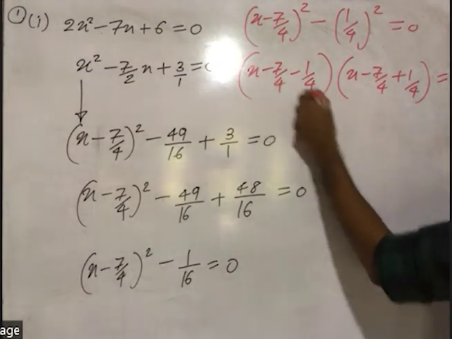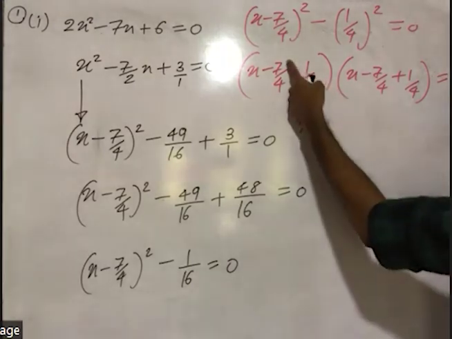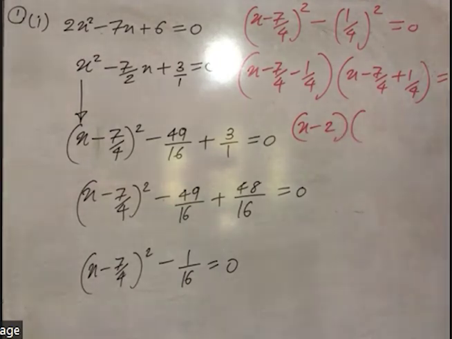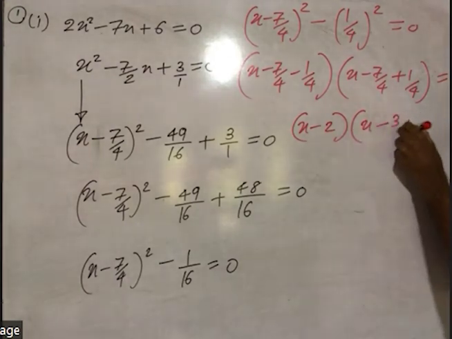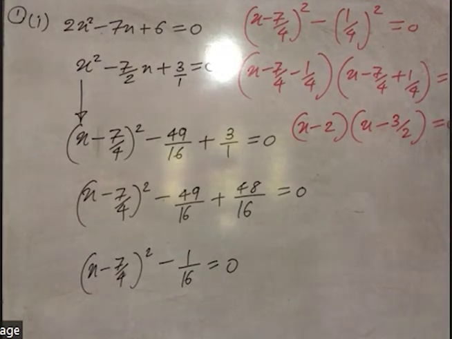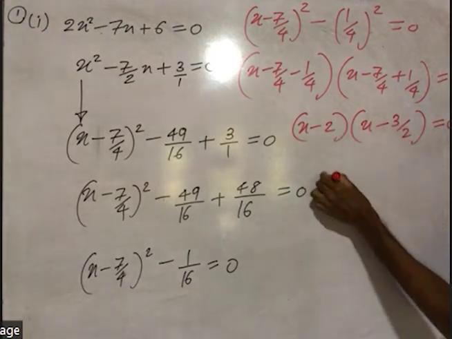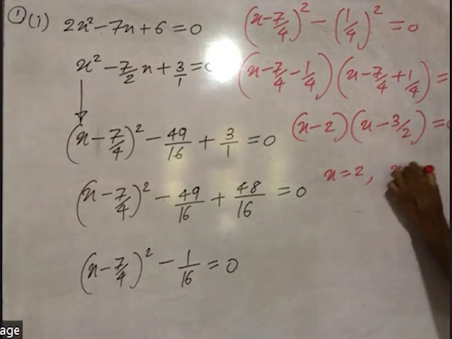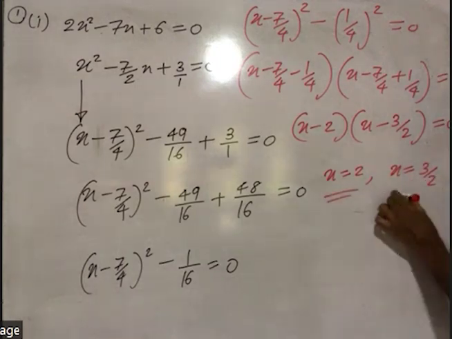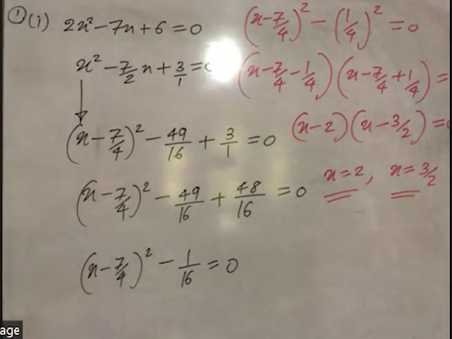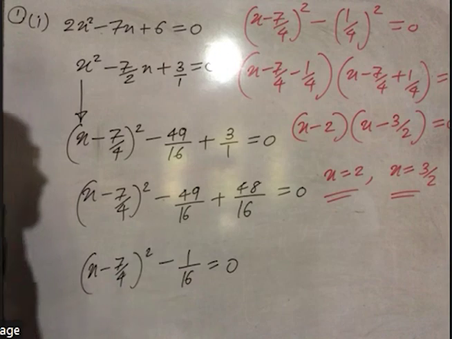Then we can write this as x minus, here we have minus 7 minus 1, that means minus 8 divided by 4, means 2. Here we have minus 7 plus 1, that means minus 6 divided by 4, that means 3 over 2, equals 0. Right? So then we can separately equate these two factors to 0. That means x equal to 2 or x equal to 3 over 2. There are two solutions or two roots for this equation. Right. Okay. Now write down this.